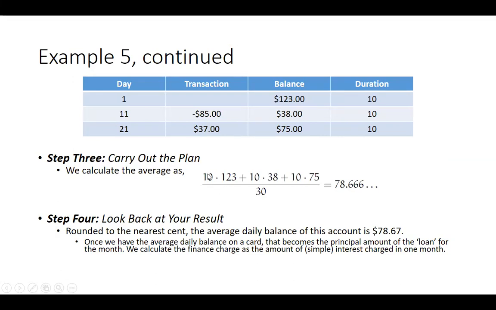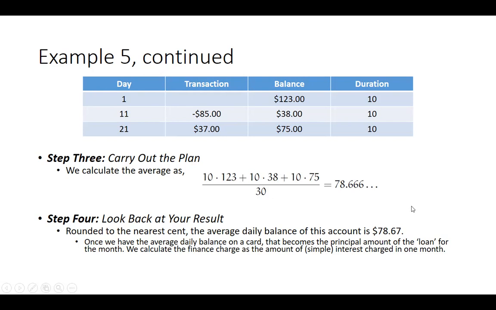So we calculate the average as 10 times 123 plus 10 times 38 plus 10 times 75. Divide what we get by 30 and we get 78.6 repeating. Rounding that to the nearest cent, the average daily balance of this account is $78.67.